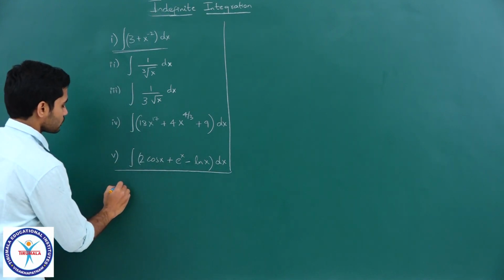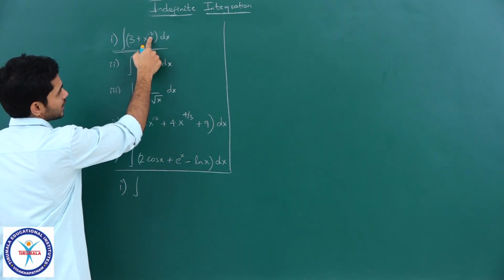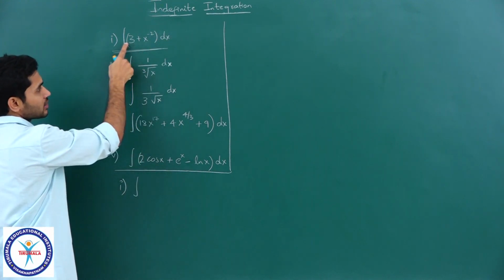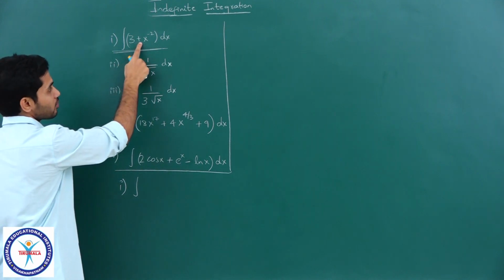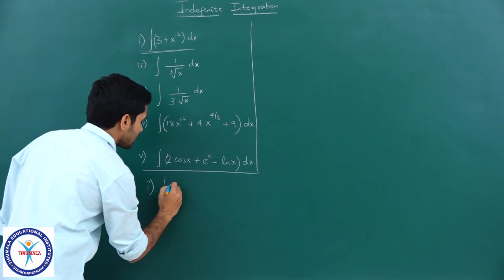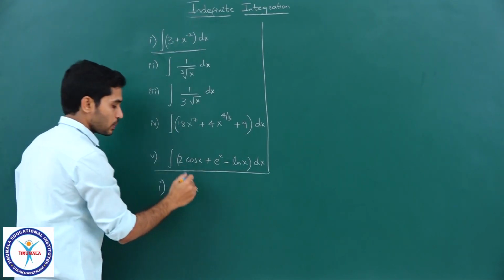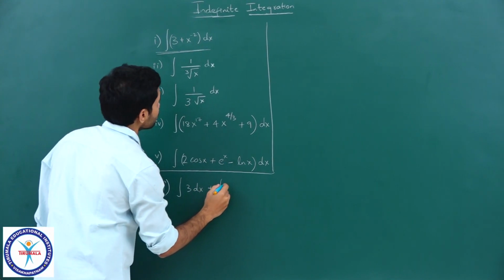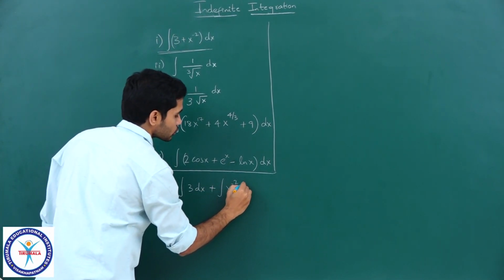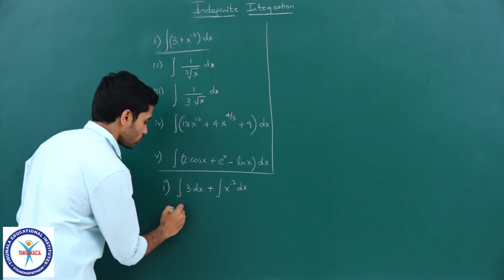So, the first one: I have asked you the integral of 3 plus x power minus 2 dx. I can't bring this 3 outside the integral because we have a plus sign here. So, I should use the first rule, correct. I will be using the integral of 3 dx, separating this, plus the integral of x power minus 2 dx. That is how we should be writing it, right.